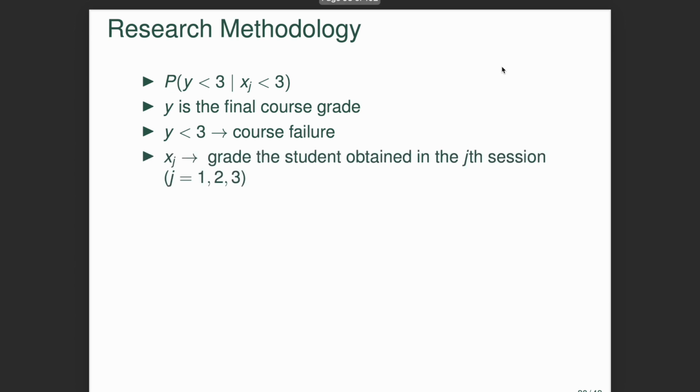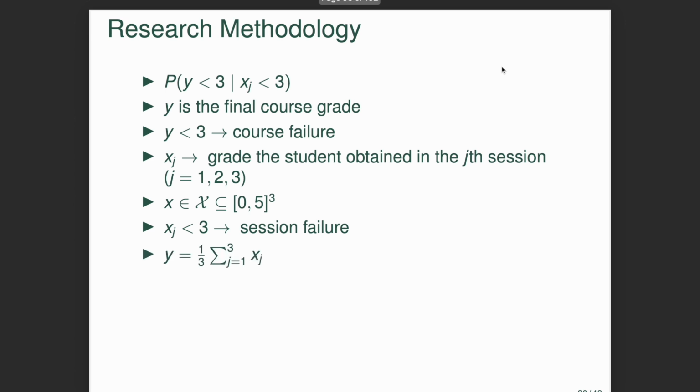Our goal is to estimate the probability that the student fails the course, which occurs when the final grade y is less than 3.0. Each session is denoted by xj, where j refers to the session index. A session j is considered failed if xj is less than 3.0. The final grade y is calculated as the average of the three session grades.